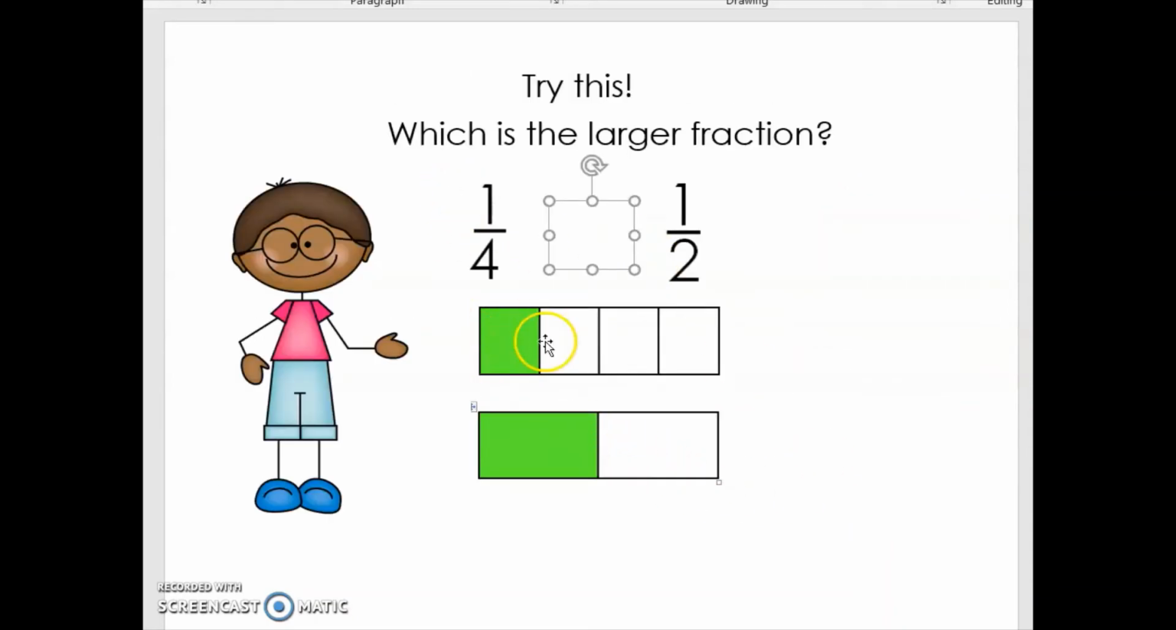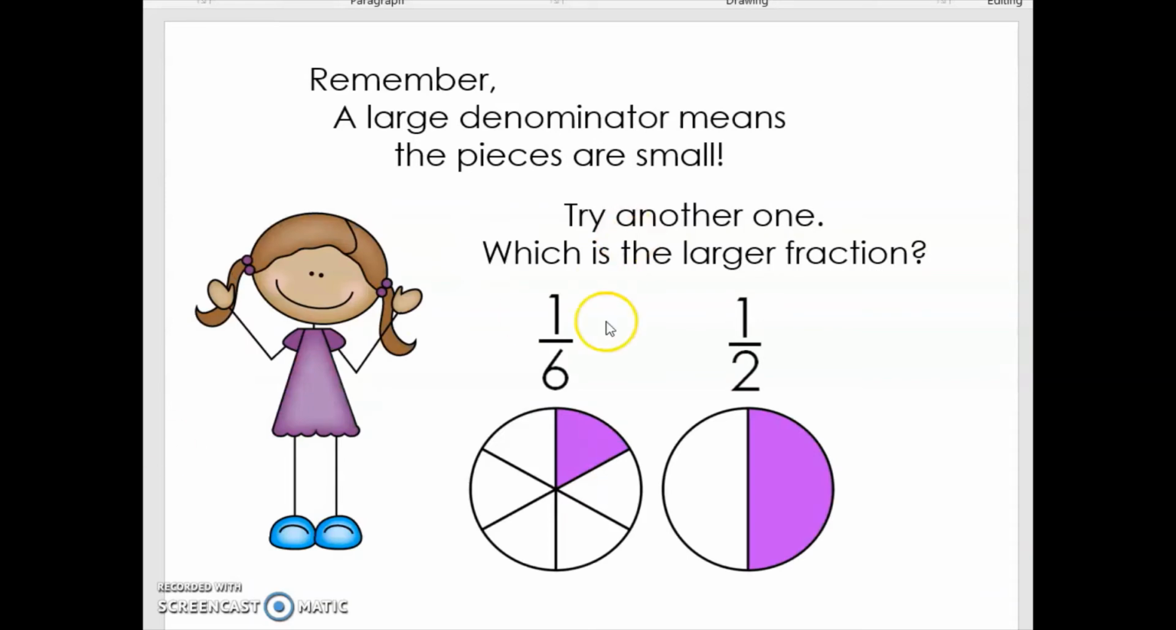So this is 1 out of 4, and this is 1 out of 2, so it's a half. We are trying to find out if 1/4 is bigger or smaller, greater than or less than half. What do you think? It's less than, right? Because look at this piece is much smaller, right? It's less than. Let's do one more.